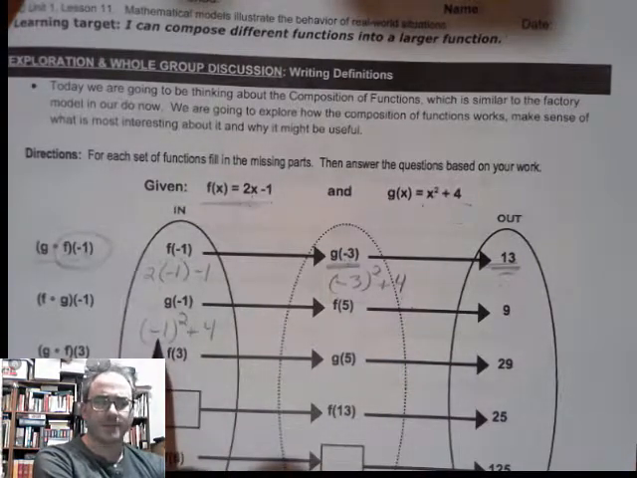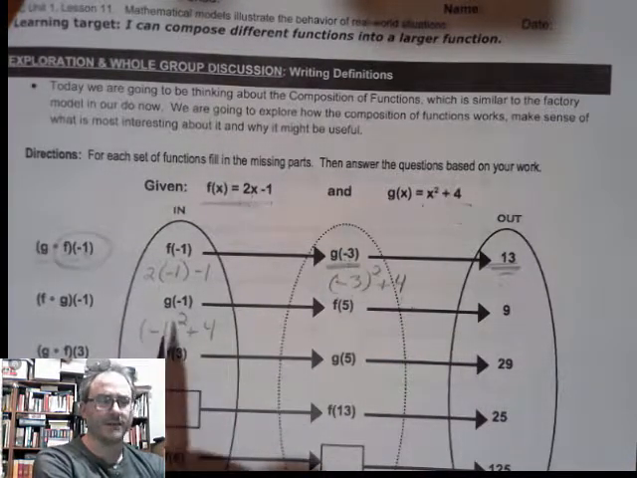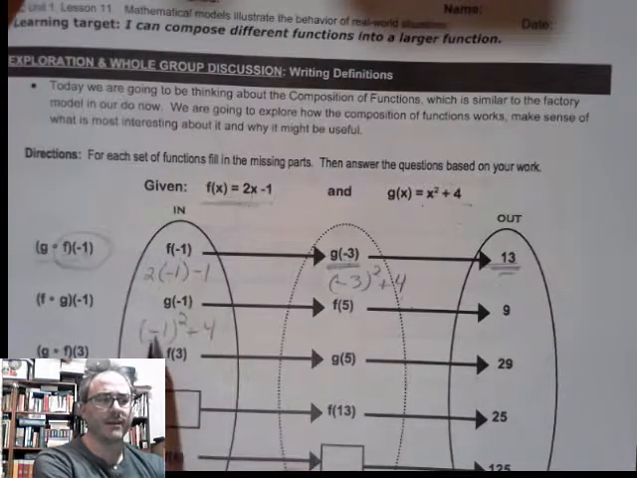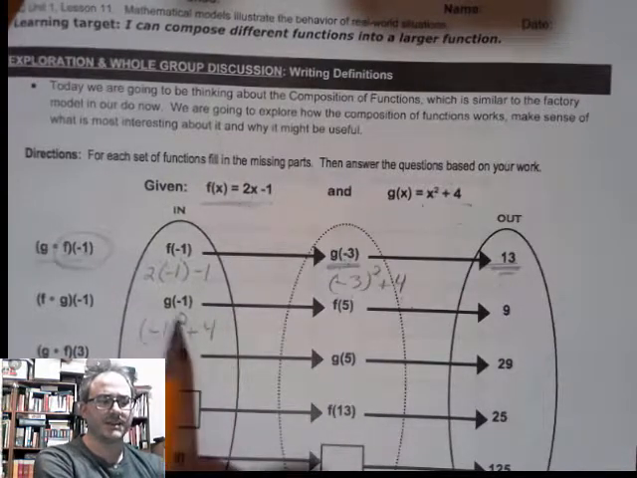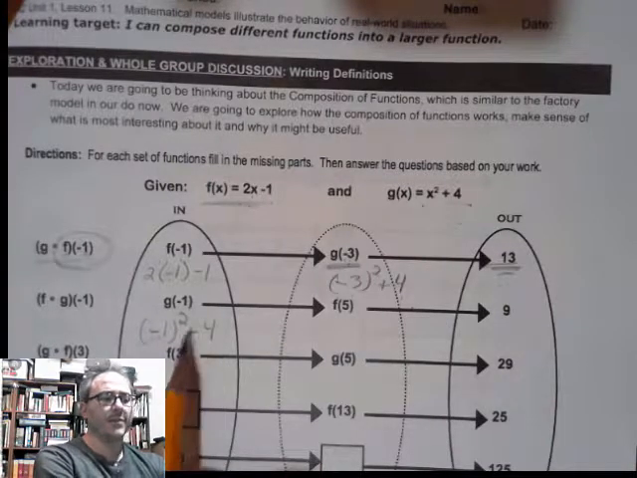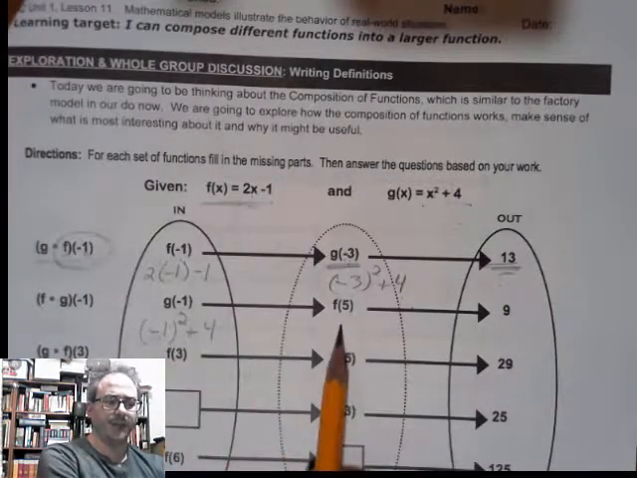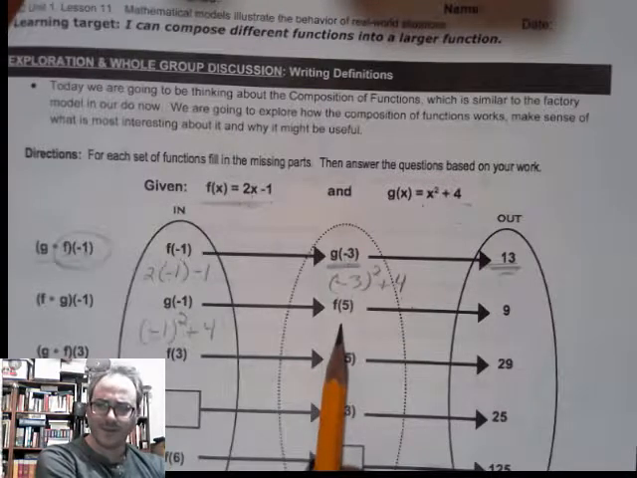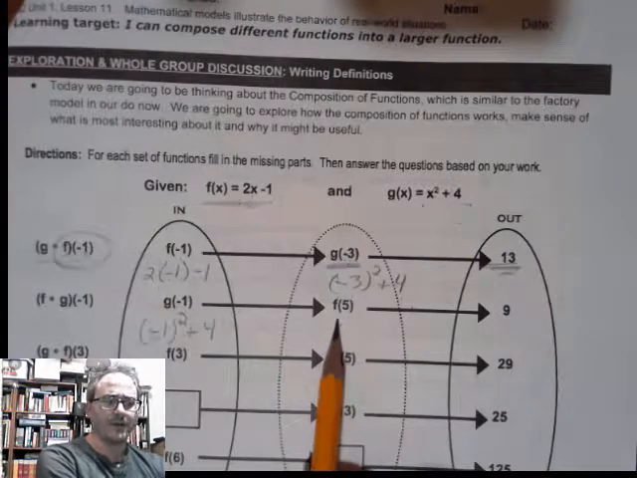Negative 1 times negative 1 is positive 1. A negative times a negative is a positive. Negative 1 times itself, negative 1 squared, is positive 1. Positive 1 plus 4 is 5, just like we have here. You feeling this? Now what do we do?